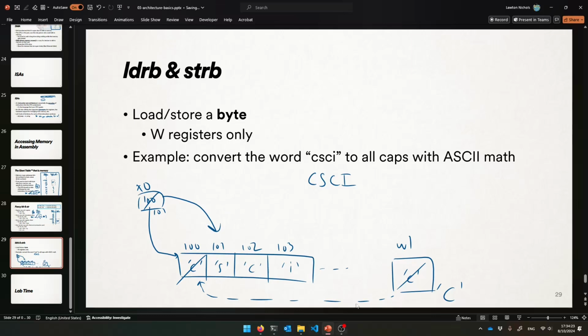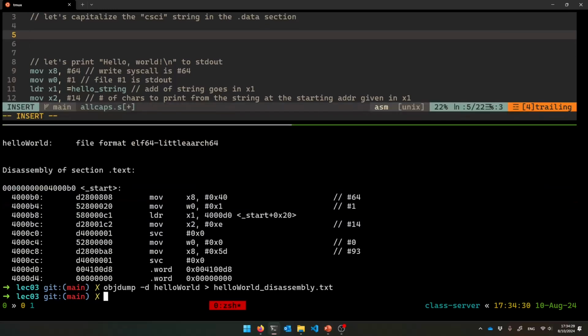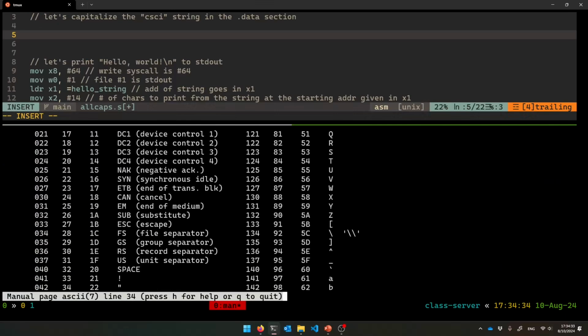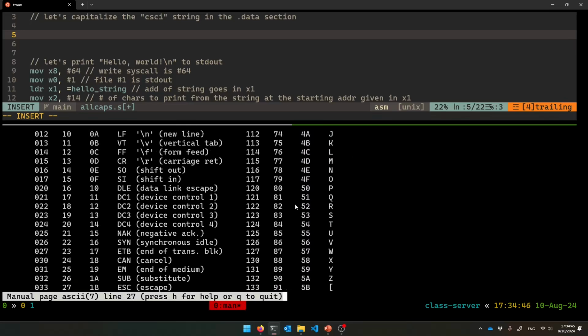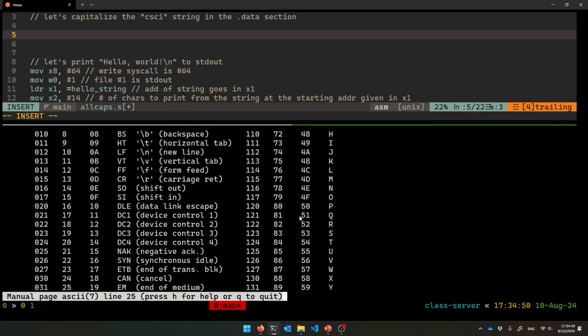So how do you capitalize? First of all, how do you even capitalize one of these letters? We can do ASCII math, because lowercase c is the number 99 in decimal. That's ASCII encoding in a byte. Lowercase c is 99, capital C is 67.